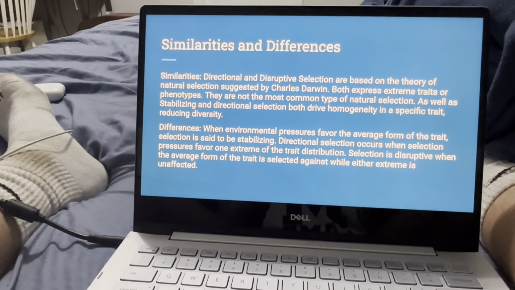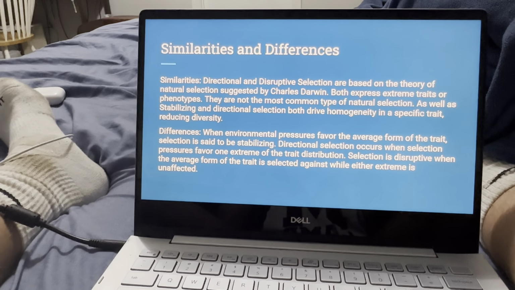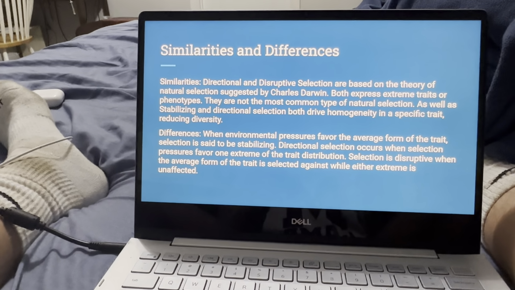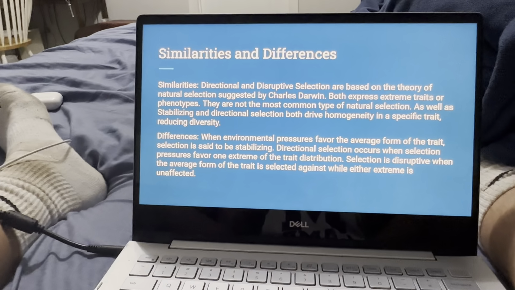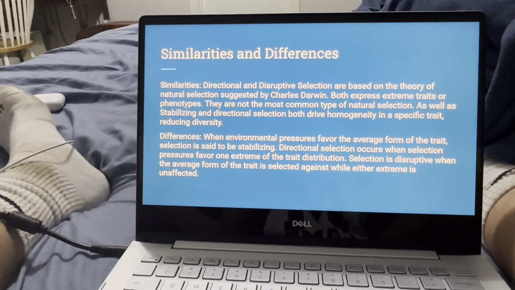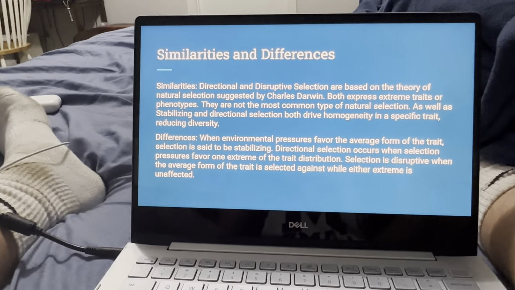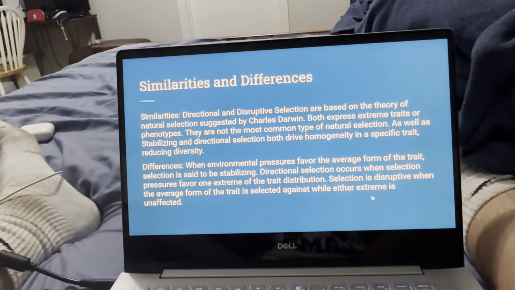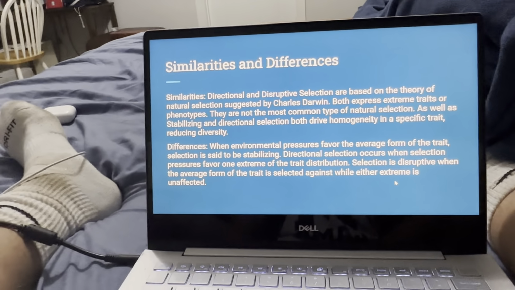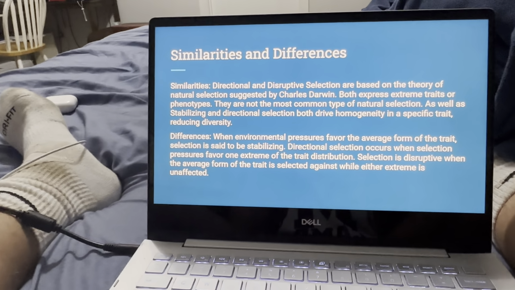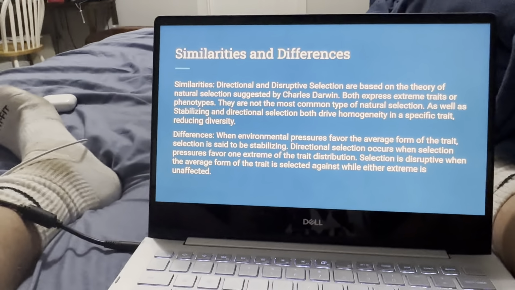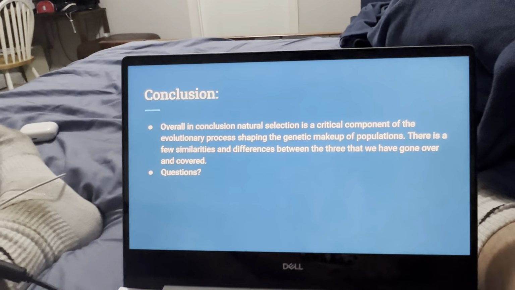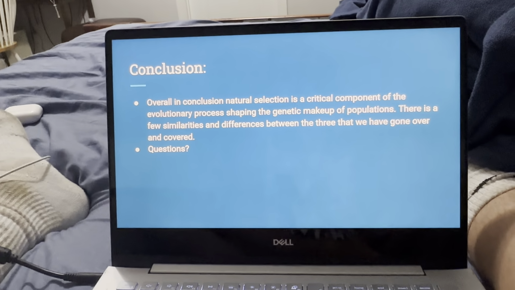So pretty much overall, directional is focusing on one core, disruptive is focused on one end of the spectrum or the other, and stabilizing is focusing not on, let's say, black or white, but overall just the gray. Happy medium. And here's our conclusion.